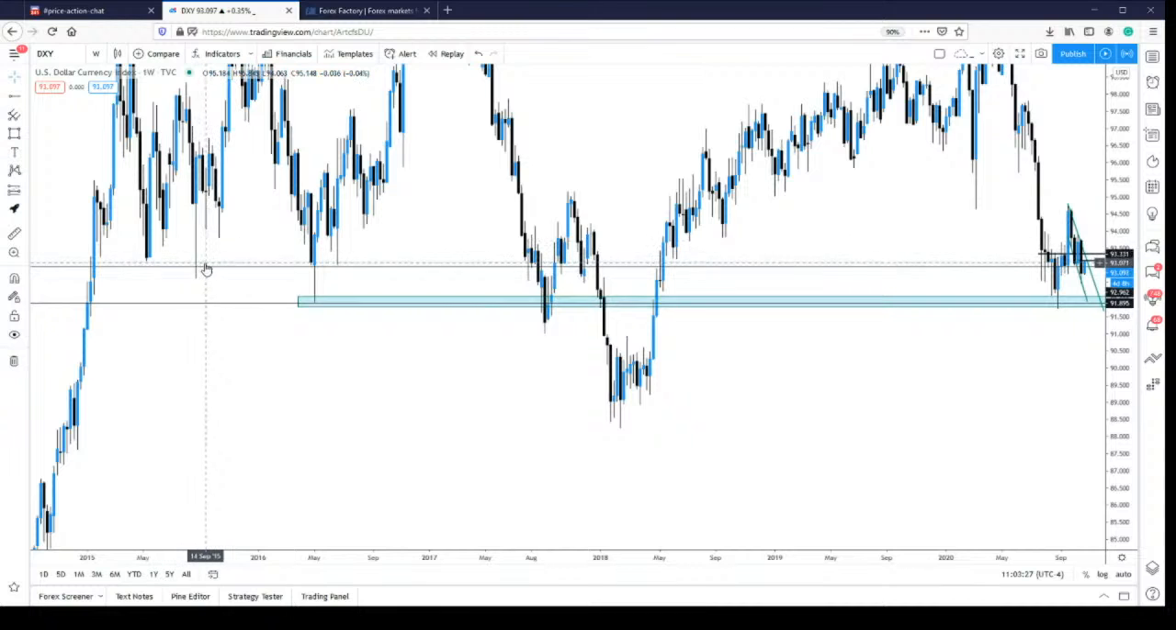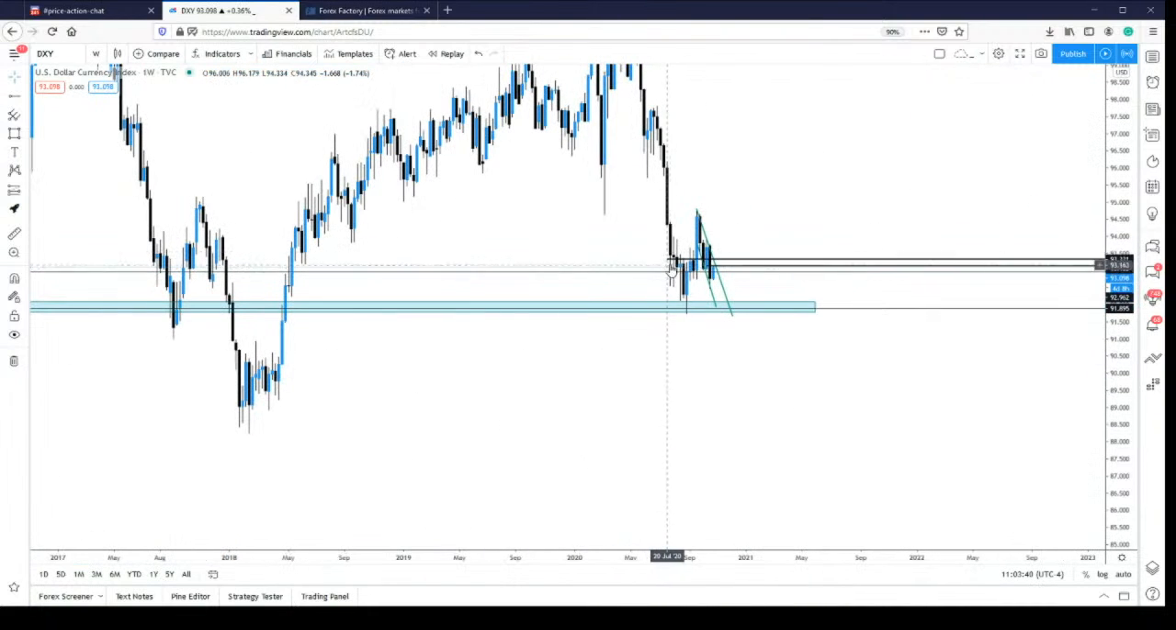The other line is this one, which represents this second support, where we have a rally here, we have a rally here, we have a potential rally here, we have a rally here, and we have a few rallies here.